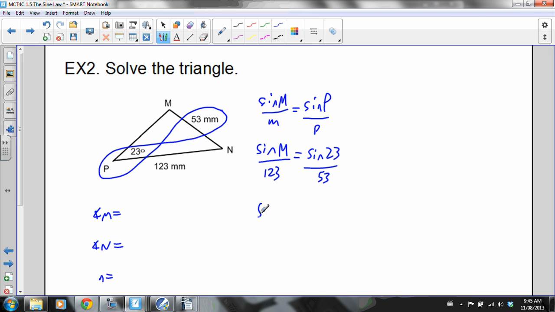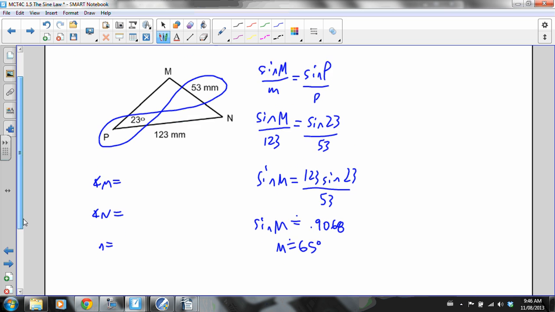Cross multiply here. And see, here we go. We got sine M equals one of those statements that has two solutions. I go 123 times the sine of 23 divided by 53, and I get 0.9068 about. Inverse sine of that, and I get about 65 degrees. That looks like an acute angle.